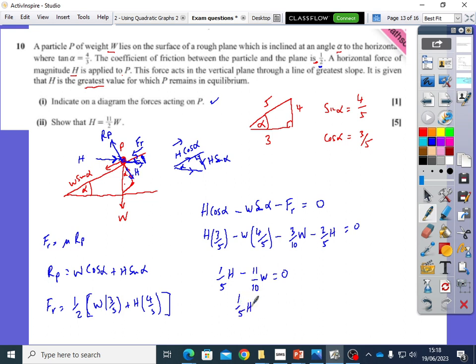So take that to the side, you get 1/5 of H is equal to 11 over 10 W, and if I times both by 5, you'll get H equals, now 5 times that will cancel the 10, so that'll be 11 over 2 W, which is what it wants. Okay.